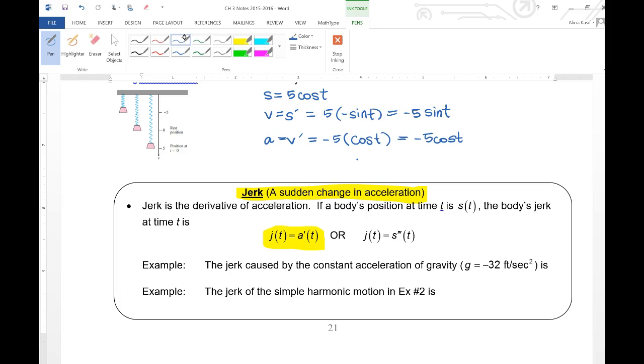Okay, so in this example, in the example of gravity, if you have gravity as negative 32 feet per second squared, what would be the jerk?